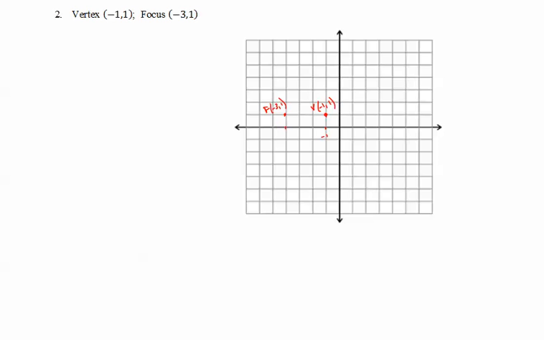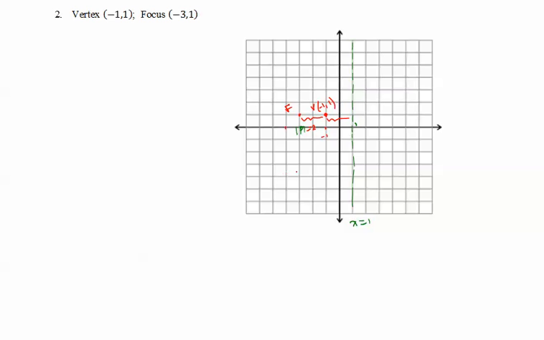Now we know that p is the distance between the focus and the vertex. Negative 3 is right here, so the distance between here is equal to 2. So it tells me that the distance from the vertex to the directrix is also 2 units. So the directrix, if I graph it, is a vertical line, x equals 1. This is 1 here. x equals 1.